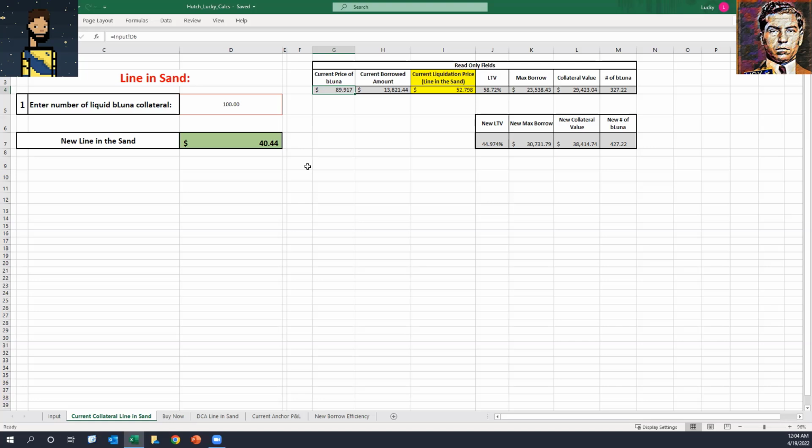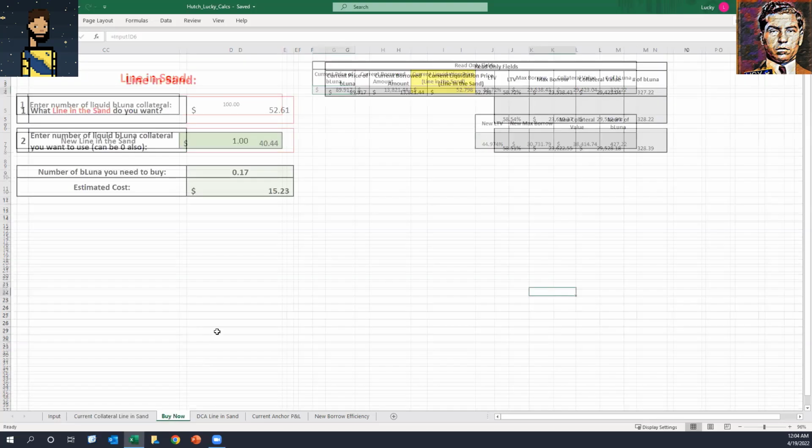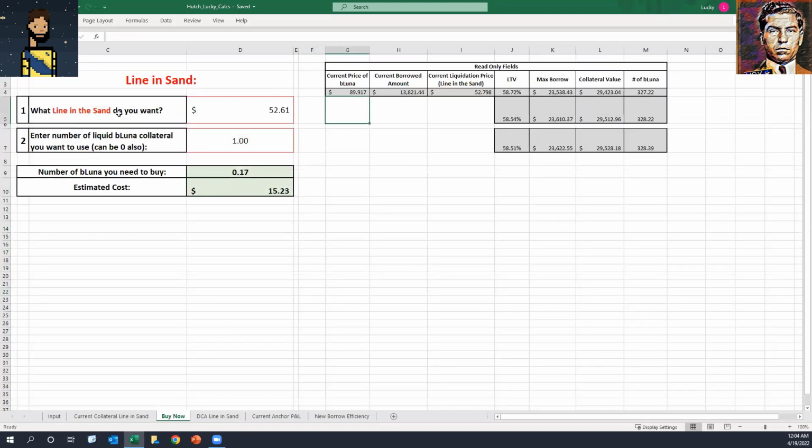Now, let's jump straight to the buy now. Yep. Because let's say there's a line in the sand you want to get to. Let's say like 35 is a pretty safe level. So let's say you wanted to get to 35. You might as well put that 100 in there first. So what this is asking you is to enter the number of liquid bLUNA as collateral. You can also put 0. So let's just say we're going to use our 100 right now, and you want to get to a line in the sand of $35.